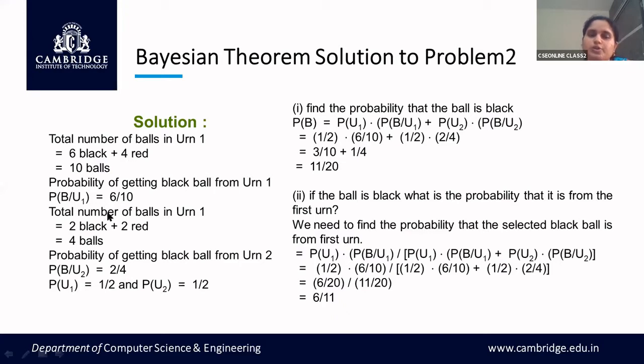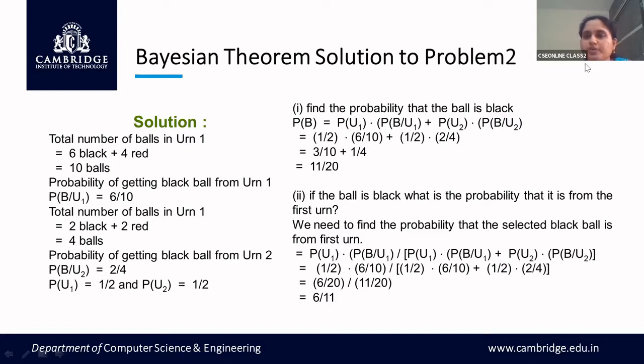Then what is the total number of balls in urn 2? So in urn 2, the total number of balls is 4. So the probability of a black ball would be 2 by 4. Right. So we have found out the prior probabilities to be half with respect to urn 2.